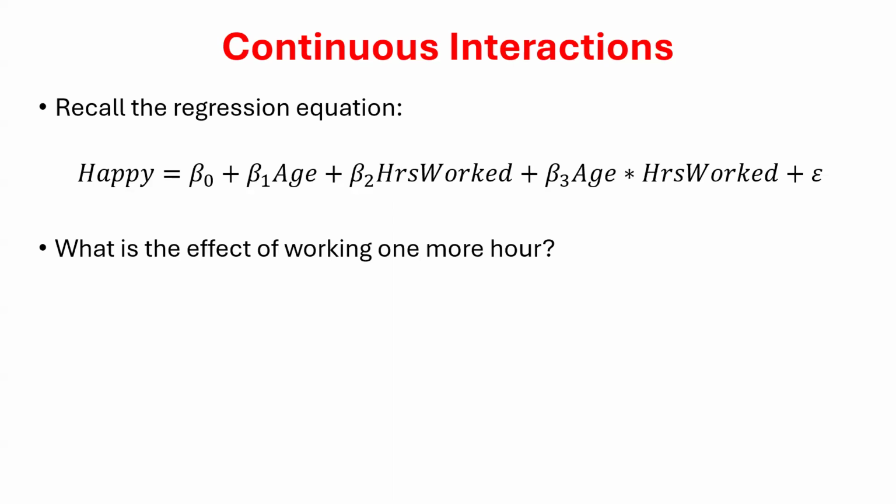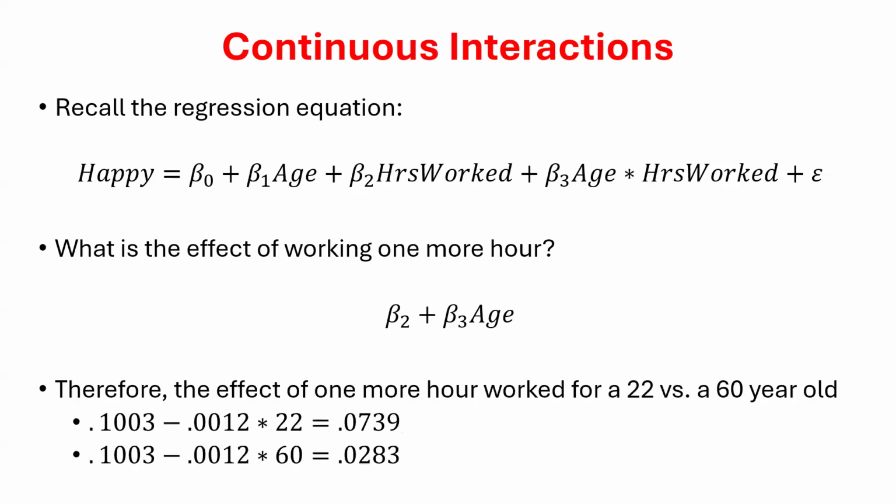So the marginal effect of 1 more hour worked would be what? Beta 2 plus beta 3 times H. So now the marginal effect of 1 more hour worked depends on how old the individual is. Okay? So as soon as we include this interaction term, the marginal effect of both variables will depend on the other. Right? When we determine the marginal effect of each variable, it'll be a function of the other variable. Okay? So I can do the exact same thing here.